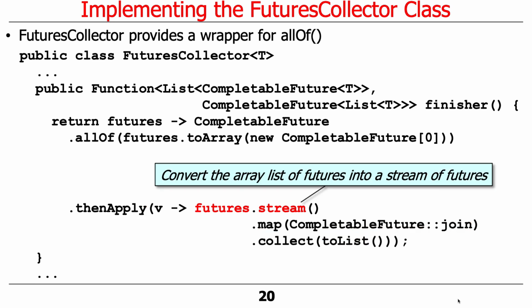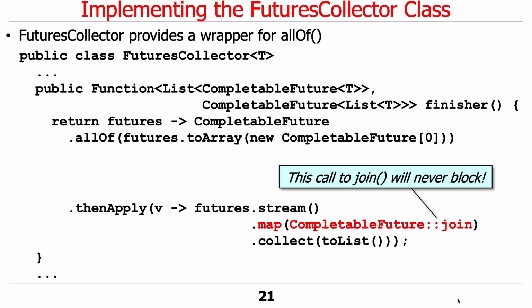What it does is it takes the array list of futures and turns it into a stream of completable futures. It then calls the map operation to convert the stream of completable futures of type T into objects of type T by calling join. And this is just a call, of course, that converts a completable future to the result. Now, normally join blocks, but in this case, the then apply method never would have been called unless all those completable futures that we're running are finished. So join will not block. It'll simply convert the completable future of type T to an object of type T.